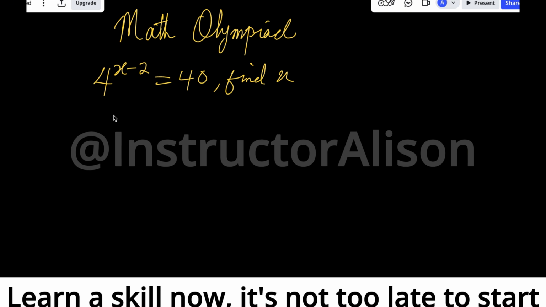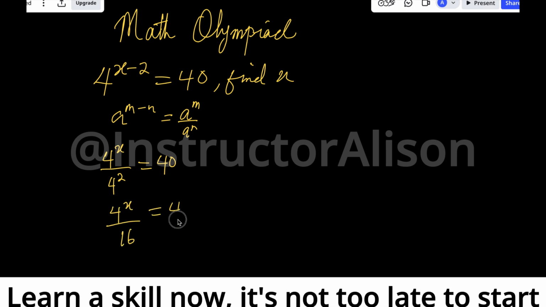But the first law I want to remind you of says that if I have a to the power of m minus n, this can be written as a to the power of m divided by a to the power of n. With that being said, the left hand side can be written as 4 to the power of x divided by 4 to the power of 2. That's pretty simple, right? And this equals 40. So what will be the next thing I would like to do? 4 to the power of 2 is 16. So we have 4 to the power of x divided by 16 equals 40.